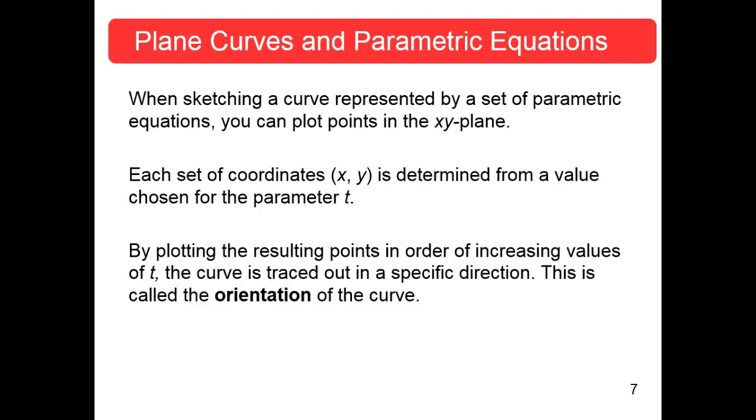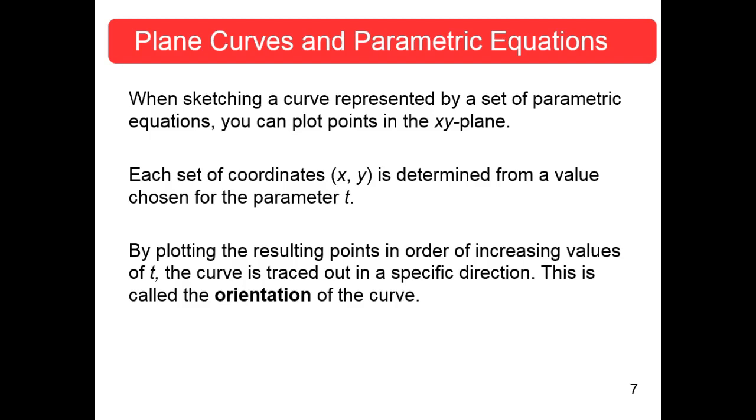When sketching a curve represented by a set of parametric equations, you can plot the points on the xy plane. Each set of coordinates x, y is determined from the value chosen for the parameter t. By plotting the resulting points in order of increasing values of t, the curve is traced out in a specific direction. That is called the orientation of the curve.